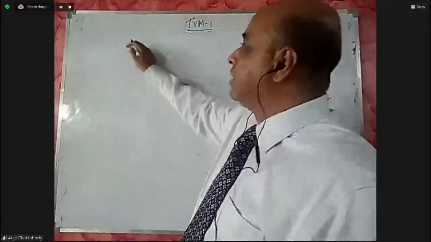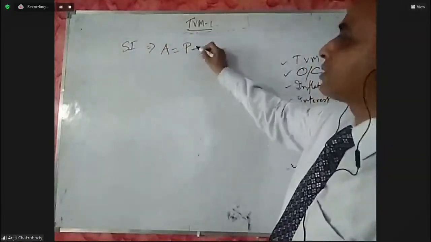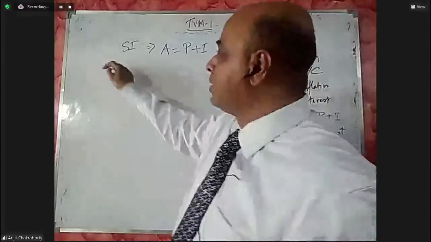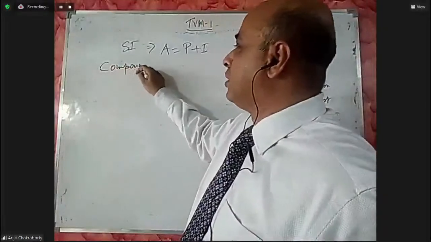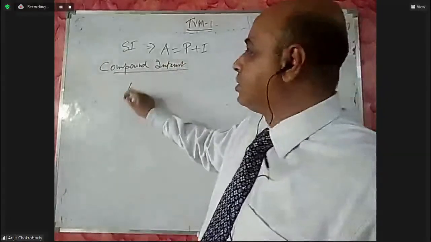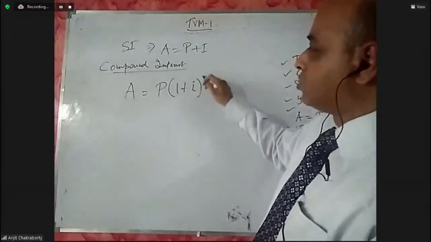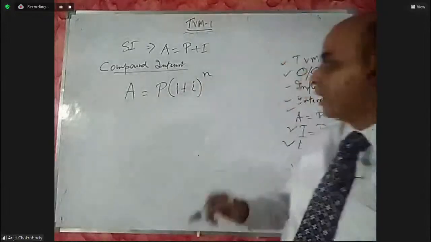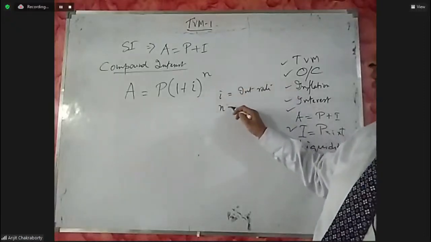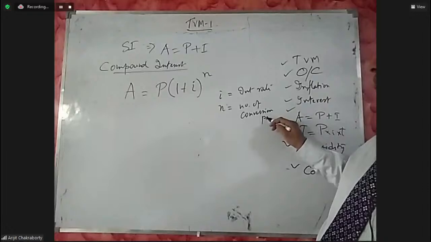Now the compound interest formula is very simple. In case of simple interest, the amount is principal plus interest. And in case of compound interest, the formula is like this. The amount is equal to the principal into 1 plus i to the power n, where i is the interest rate and n is the number of conversion periods.